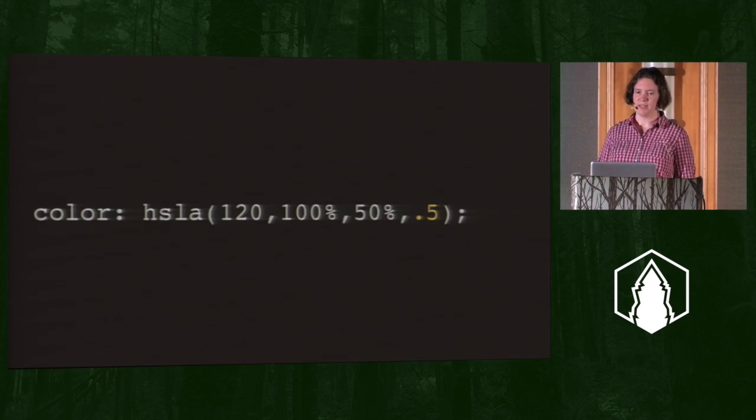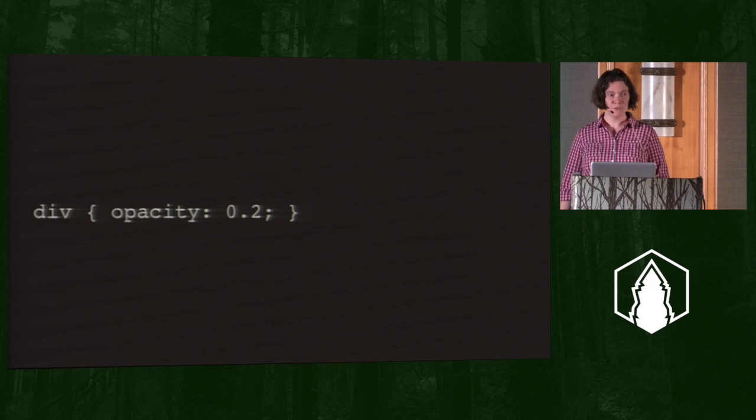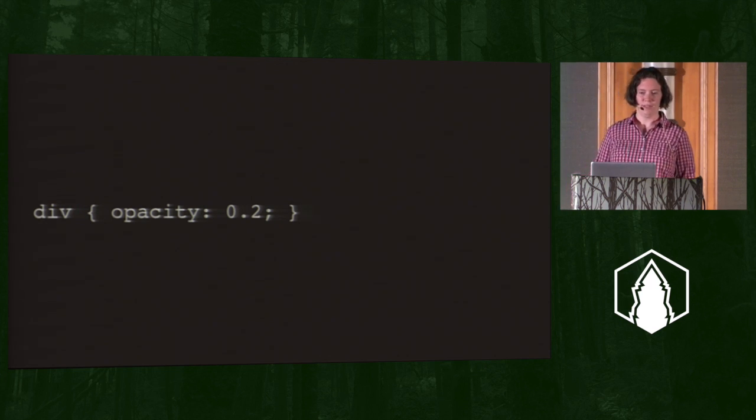HSLA notation works the same way, just like HSL with the 3 numbers, and then you add the 4th number on the end for opacity. There's also an opacity property in CSS, but it works differently. It applies to the whole element. So here, when I have a div and I apply opacity to it, that makes everything in the div opaque.